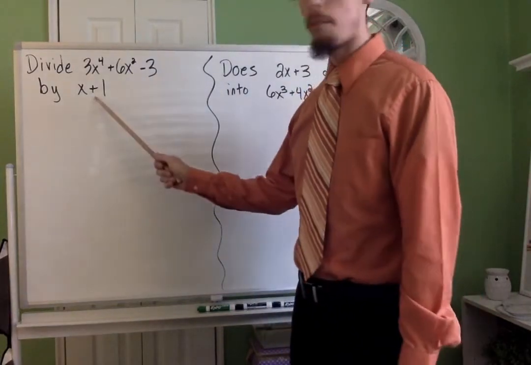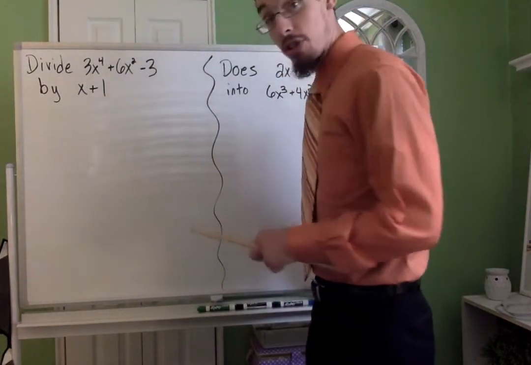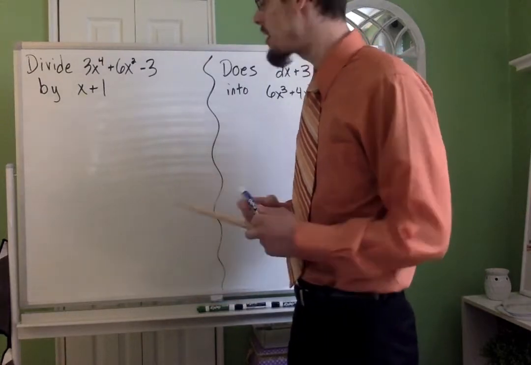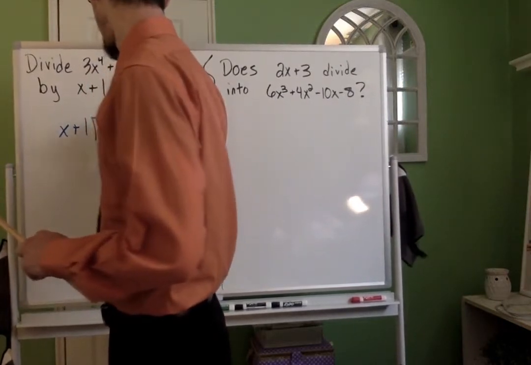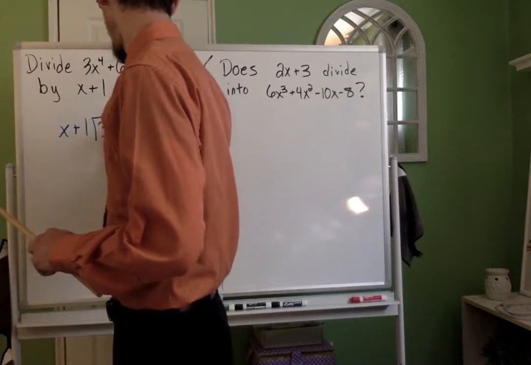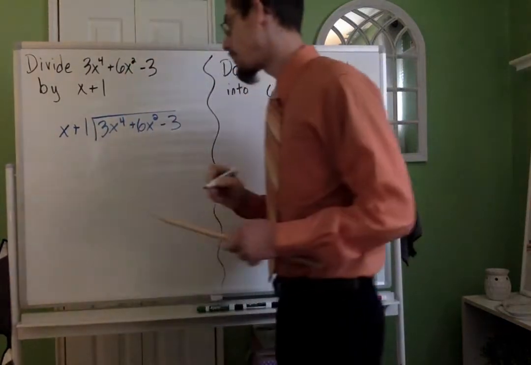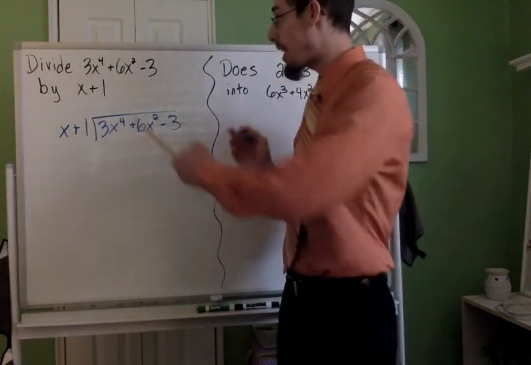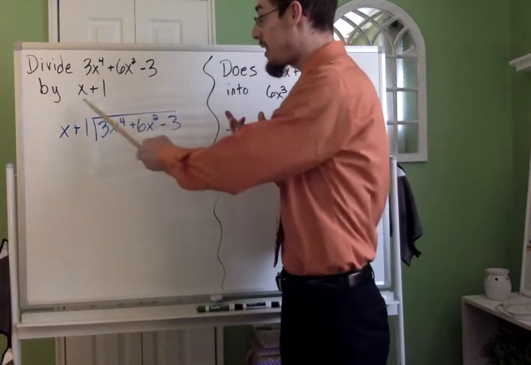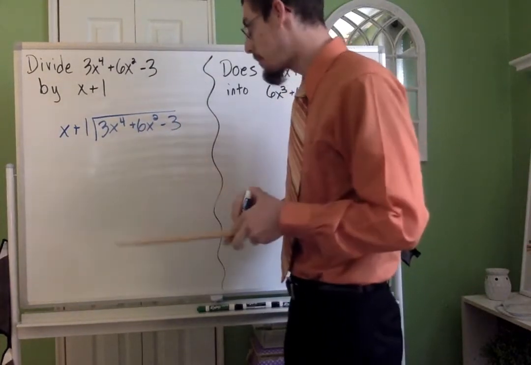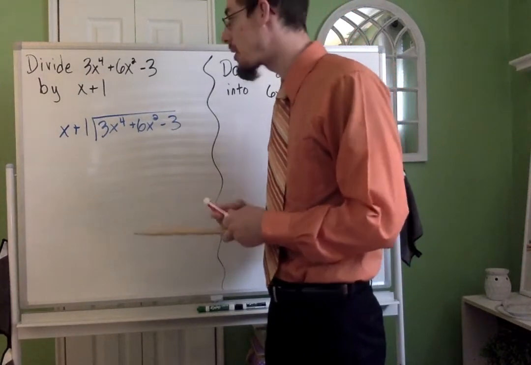So, what if I wanted to take this trinomial, 3x to the 4th plus 6x squared minus 3, and I want to divide that by x plus 1. Now, based on what I was just showing you, you might think that it goes like this. Right? You take the 3x to the 4 plus 6x squared minus 3, put it inside, take the x plus 1, put it outside.